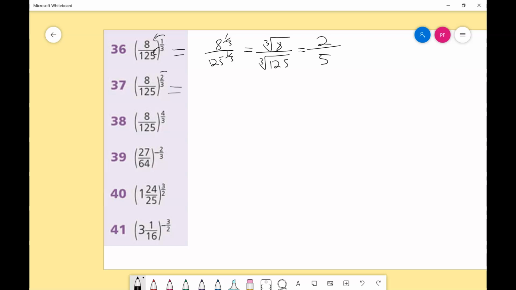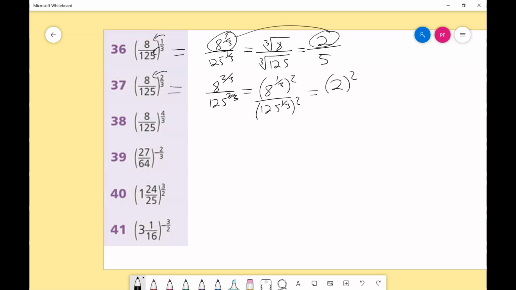Now I've got power of 2/3. So again, it applies to everything inside. So it's 8 to the power of 2/3 over 125 to the power of 2/3. I like to do my fraction first, so it's 8 to the power of a third squared over 125 to the power of a third squared. Now look at top here, 8 to the power of a third is 2, and 125 to the power of a third is 5. So it's allowing me to take a little bit of a shortcut here. 2 squared is 4, 5 squared is 25.